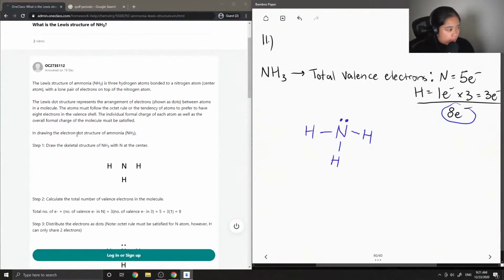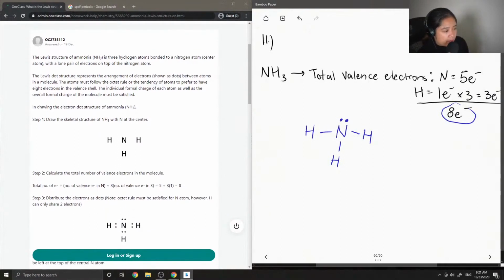Okay, so the junior tutor said, the Lewis structure of ammonia is 3 hydrogen atoms bonded to a nitrogen atom, which is the center, with a lone pair of electrons on top. The Lewis dot structure represents the arrangements of electrons, shown as dots, between atoms in a molecule. The atoms must follow the octet rule, or the tendency of atoms to prefer to have 8 electrons in the valence shell. The individual formal charge of each atom as well as the overall formal charge of the molecule must be satisfied.